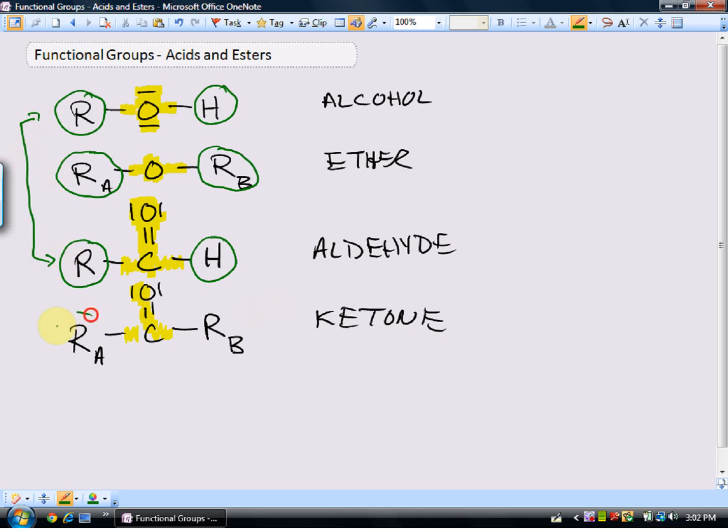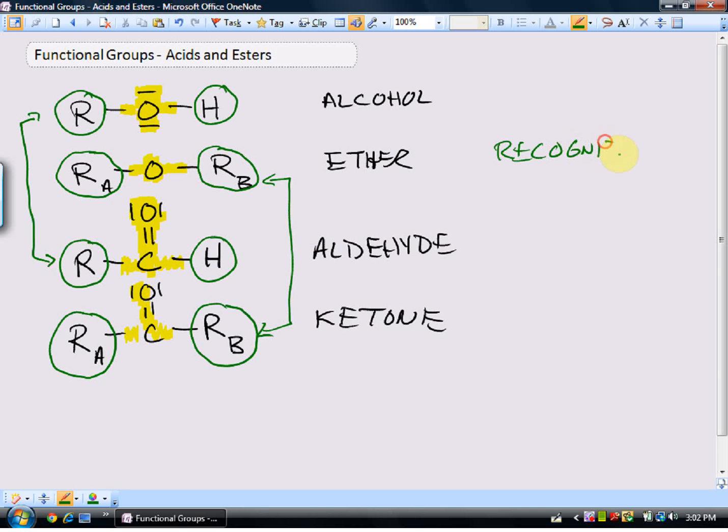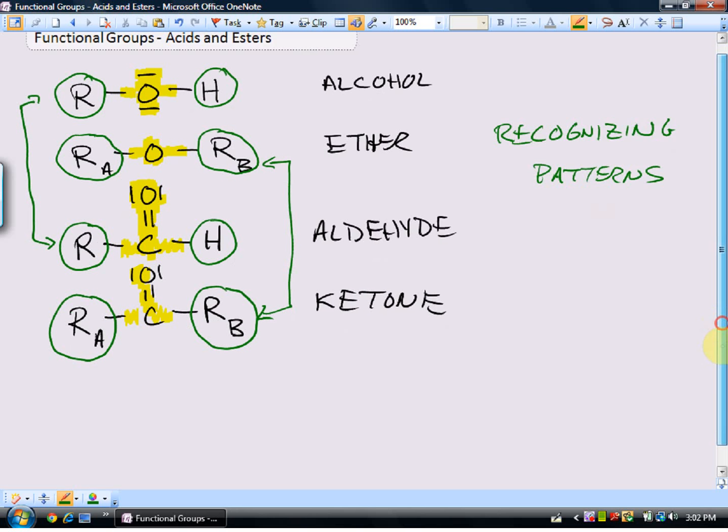The other possibility is that there are two carbon groups on both sides of the central feature. Again, notice the similarity, therefore, between the pattern in the ketone and the pattern in the ether. Okay, so that's kind of a nice way to keep those separate. So there's some similarities, yet there's some differences. So recognizing patterns. Because it is the pattern or the structure of these functional groups that give them their functions, their properties.